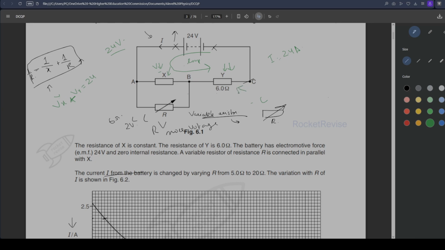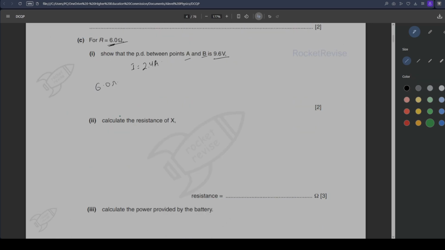So if we can calculate a value of Vy, we can get Vx is equal to 24 minus Vy, and that is going to give us the value of Vx, which is also the terminal voltage across A and B. So if we calculate Vy, the resistance of Y is 6 ohms. Vy is equal to 2.4 amps multiplied by 6.